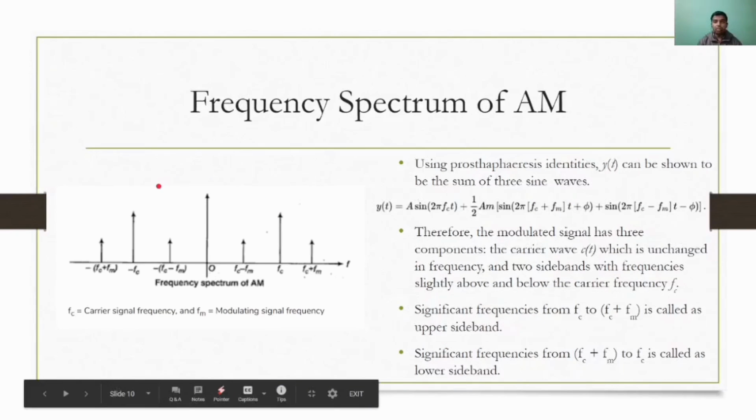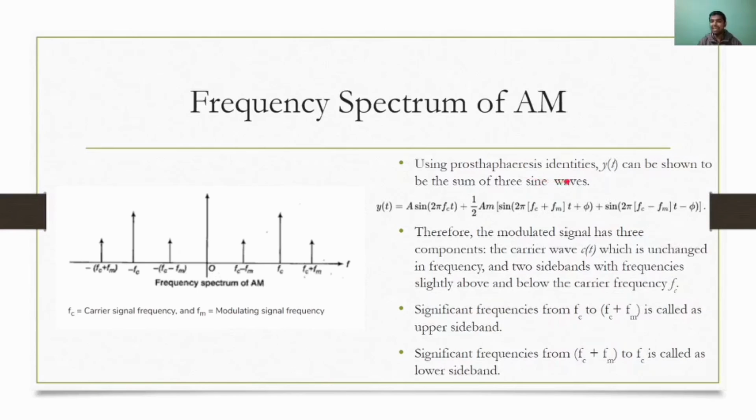So we will talk about the frequency spectrum of AM. Using Prosthaphaeresis identity, y(t), which is a modulated signal, can be written as a sum of three sine waves shown below. As you can see from this equation, we have three frequencies. First is fc, second is fc plus fm, third is fc minus fm. And the frequency spectrum is given in this graph.